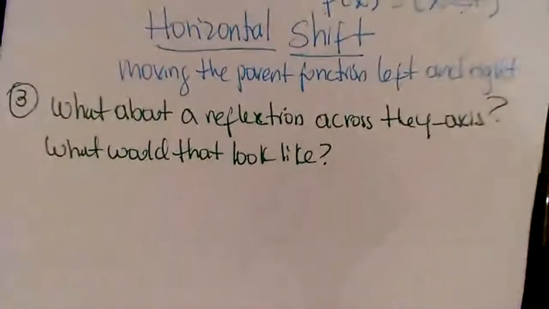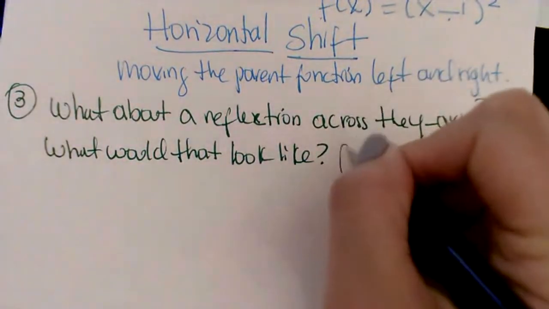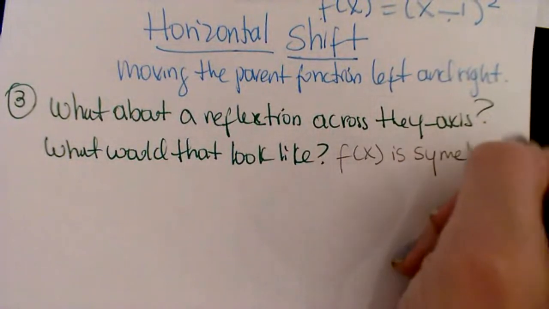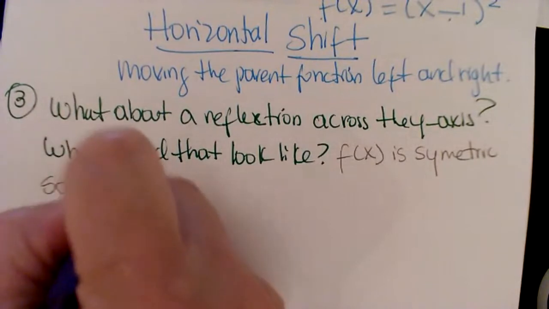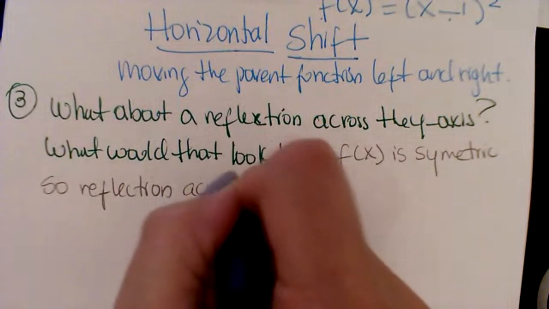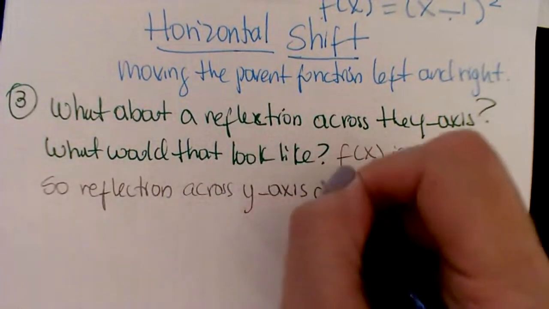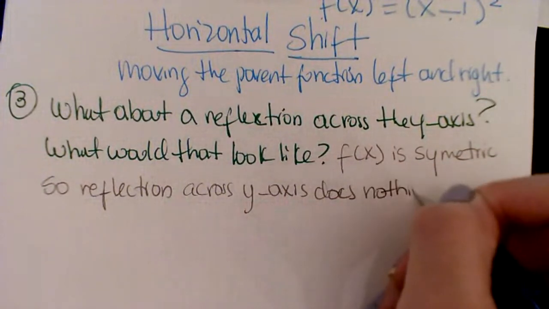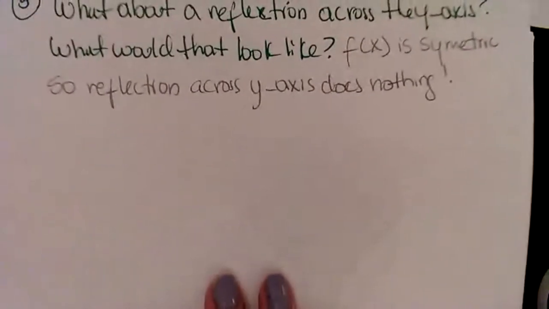So the answer is that f of x is symmetric. So reflection across y-axis does nothing, okay? And let me give you an example here, all right?